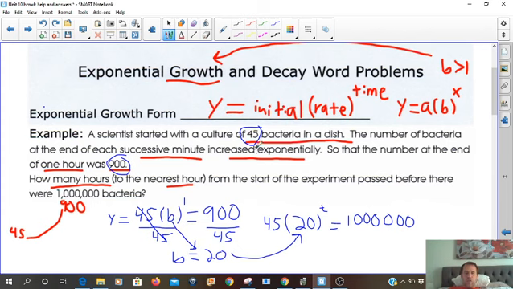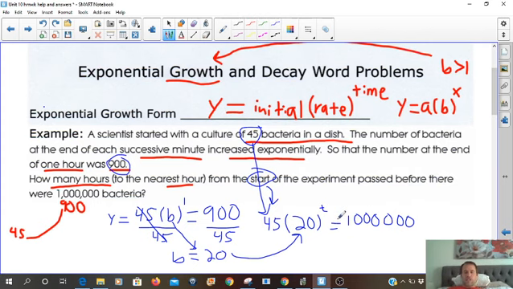Then we have our initial 45 bacteria in our dish. And so the number at the end of the hour is 9. How many hours is from the start of the experiment? That's why we're not doing 900, we're doing 45, because 45 is the start of the experiment. And so to the nearest hour, how many hours have passed before there's 1 million bacteria?